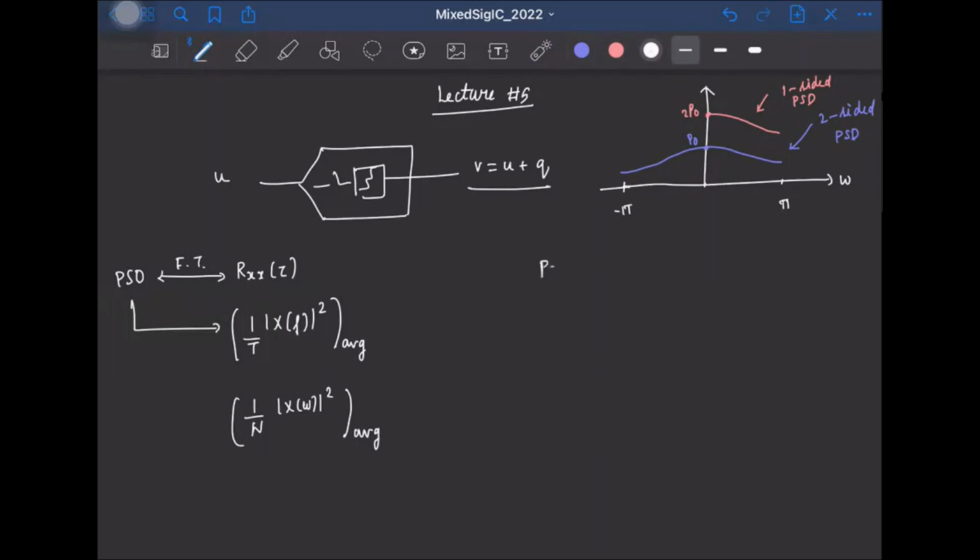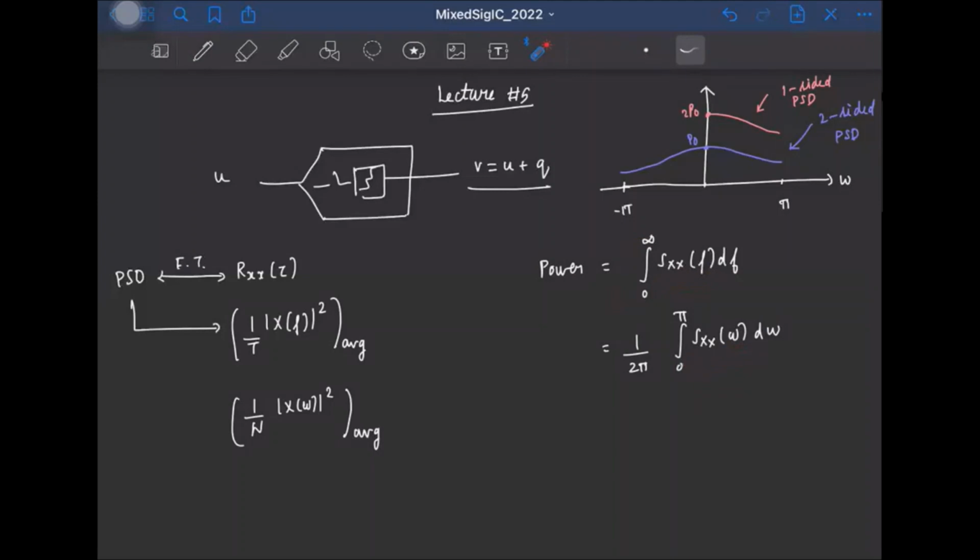We also notice that we can calculate the power of the signal by taking the area under the power spectral density curve. So we integrate the power spectral density over the entire frequency range. And for the discrete time signals, we have the scaling factor of 1 by 2 pi, integral from 0 to pi, power spectral density times d omega. And since here we are integrating only from 0 to pi, this is essentially the one-sided power spectral density. Same with this.